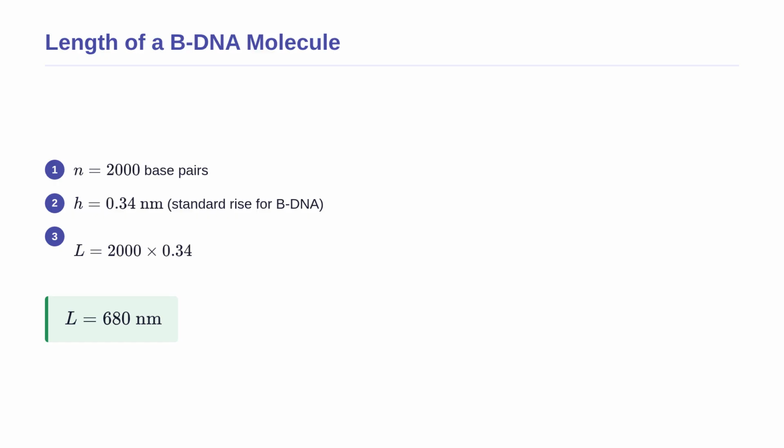Before we move on, let us see this formula in action with a concrete example. Imagine a scientist studying a specific gene consisting of exactly 2,000 base pairs in the standard bDNA conformation. We want to find its total physical length. We substitute 2,000 for N and 0.34 for H, which is the standard rise for bDNA. Multiplying these together gives us exactly 680 nanometers. This means if we stretched this specific gene perfectly straight, it would measure 680 nanometers from end to end.